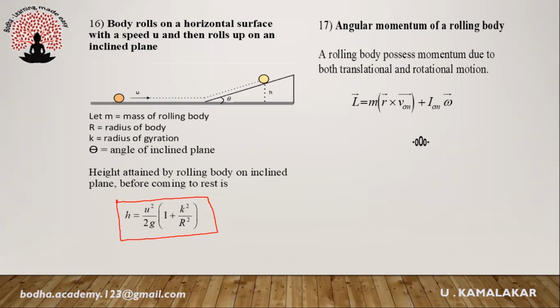Angular momentum of a rolling body. A rolling body possesses momentum due to both translational motion as well as rotatory motion. Hence, angular momentum L = m(r × Vcm) + Icm ω, where Icm is nothing but moment of inertia of the body about center of mass.